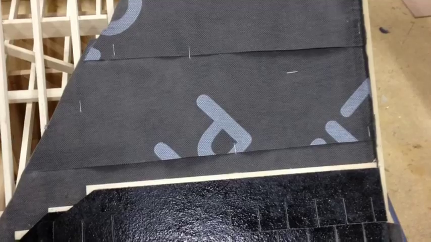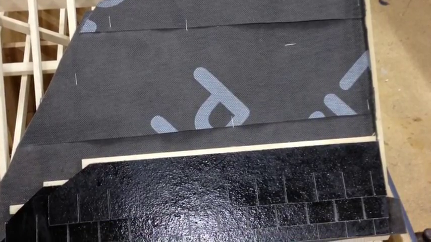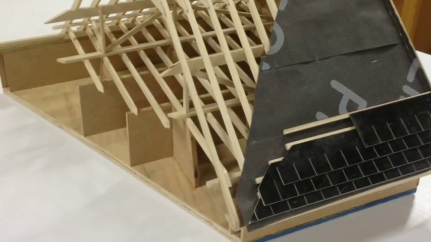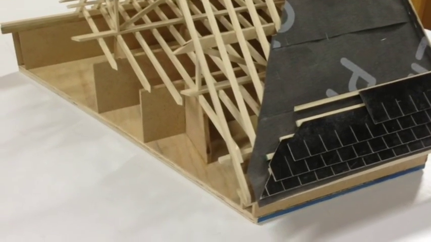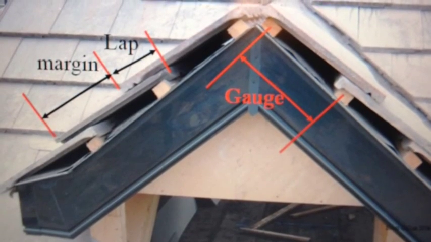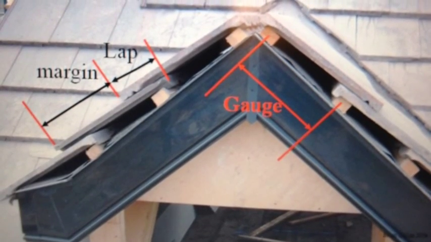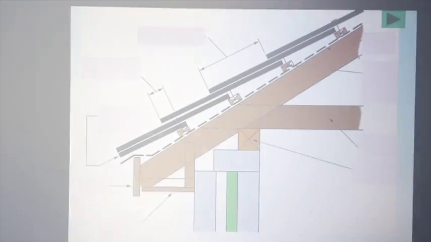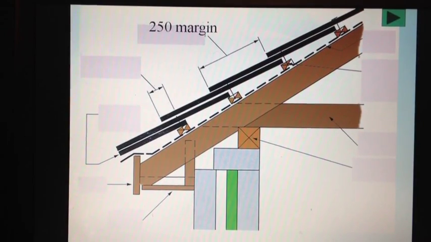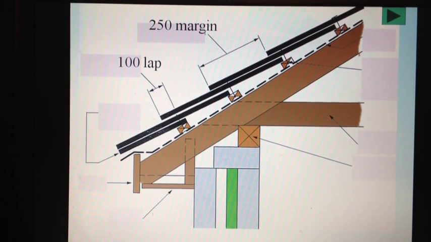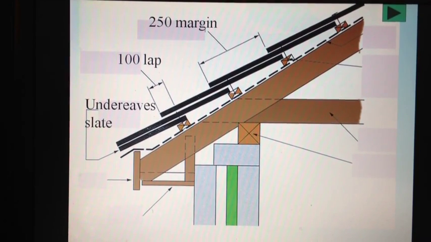The margin is the amount of the slate or tile that is left open. The lap is the amount of overlap between the next slate or tile and the previous one, and the gauge is the centre distance from each lat on the roof. This clip now shows clearly the required detail and spacings necessary for a slate finished roof commonly used in Ireland.